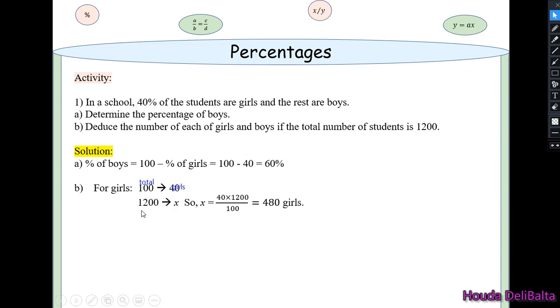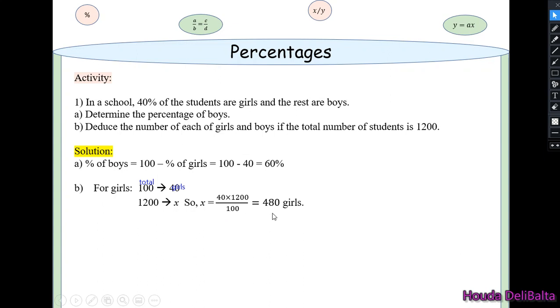What if the total is 1200? I have an unknown number of girls and I need to find it. So I use the cross multiplication method. I multiply 40 by 1200 and we divide always by the number facing the unknown, and the division here is by 100. So I will get 480 girls.